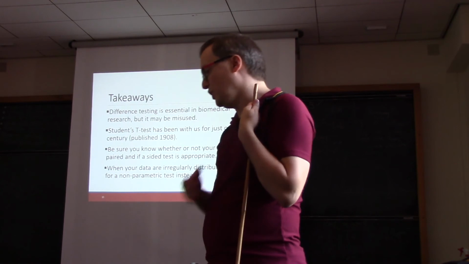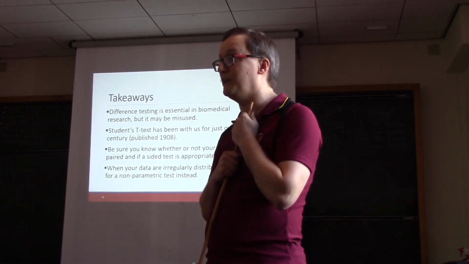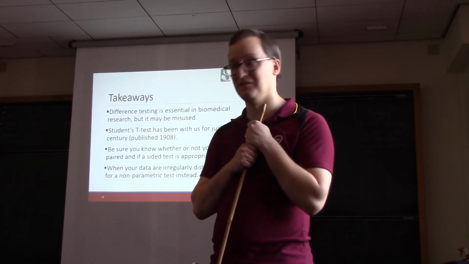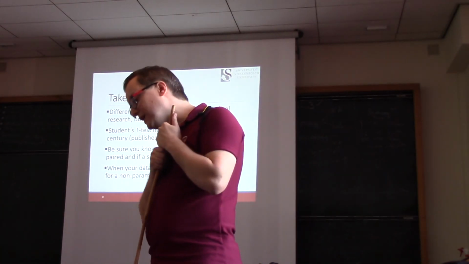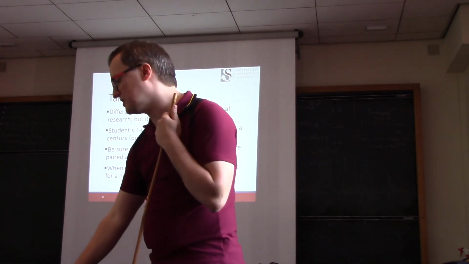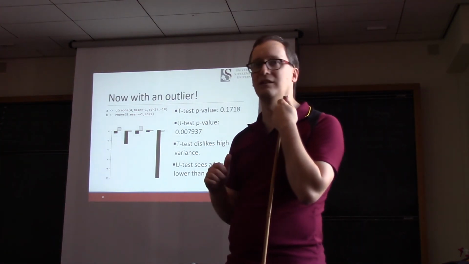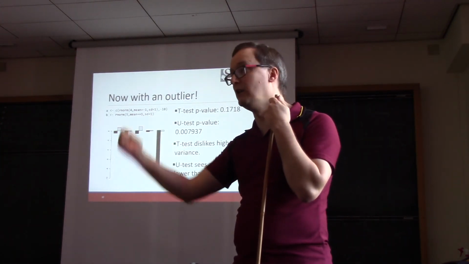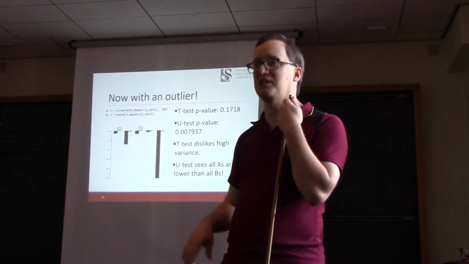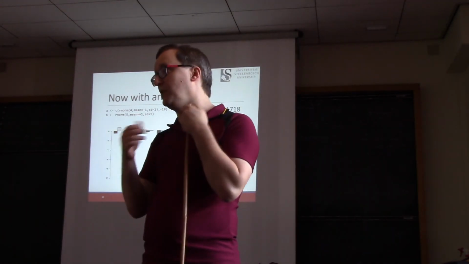Finally, be sure you know whether or not your data are paired. Leaving out the paired parameter when you run a t-test, if you should have used it, is going to be highly detrimental to your finding differences. When your data are irregularly distributed, opt for a non-parametric test instead. I think just a few slides ago we were looking at the case when I had a ringer in my A set. I had one experiment that was a significant outlier to negative values. If I were to assume that t-test will just take care of it for me, I would be very, very wrong.